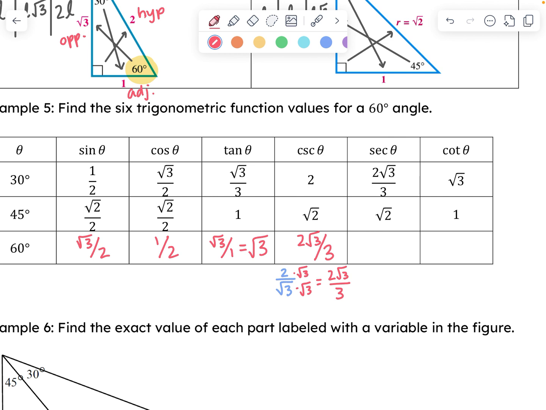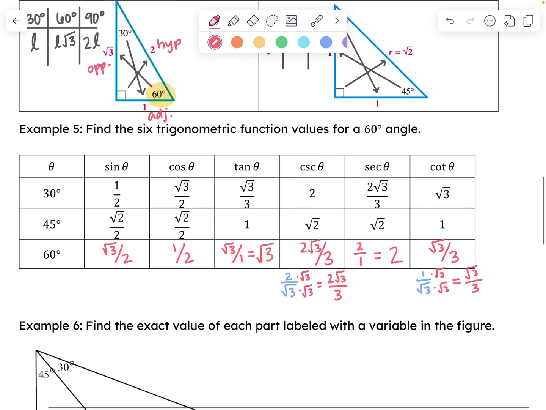If I'm looking at secant for reciprocal identities, that's paired with cosine. So I would just flip my cosine and get 2 over 1, which just simplifies to 2. And cotangent and tangent are paired together. So I would flip my tangent, which would give me 1 over the square root of 3. I would need to rationalize my denominator. So I would get the square root of 3 over 3 when I rationalize my denominator.